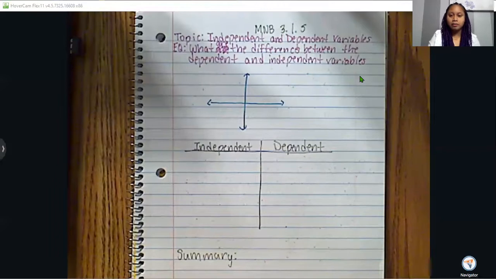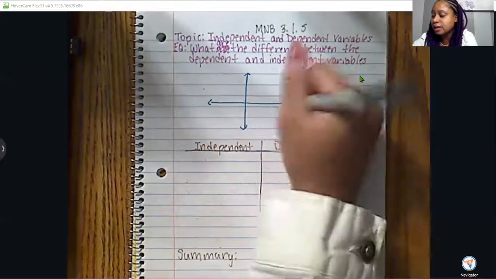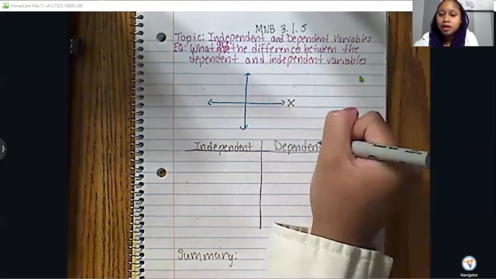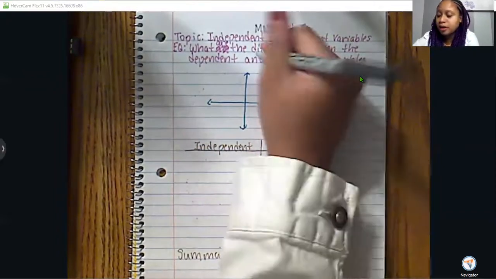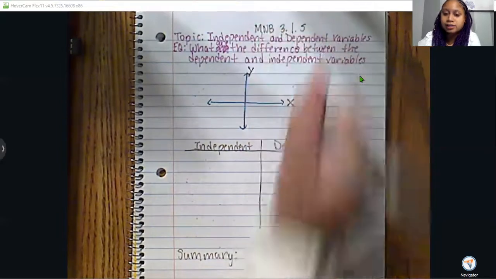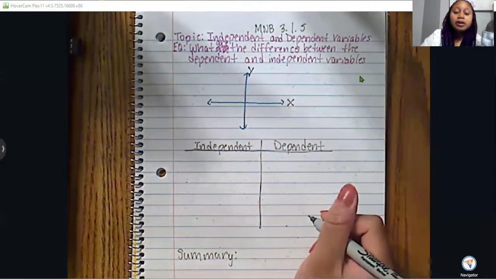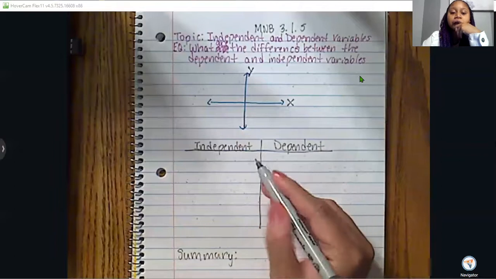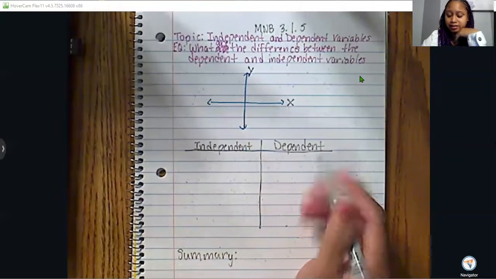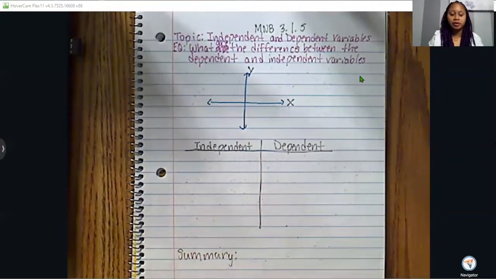So oftentimes you are given a coordinate plane, and on this coordinate plane, you have to decide between the x and the y axes. So I will show you that the horizontal line on a coordinate plane is the x-axis. The vertical line on the coordinate plane is the y-axis. Now we need to decide which one is independent and which one is dependent. So that's what we need to figure out.